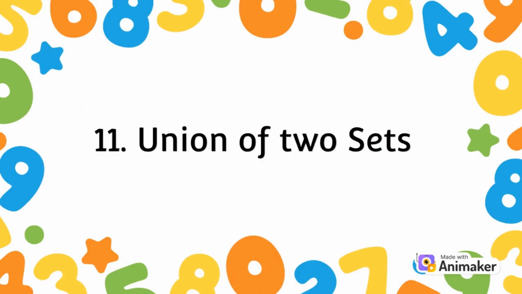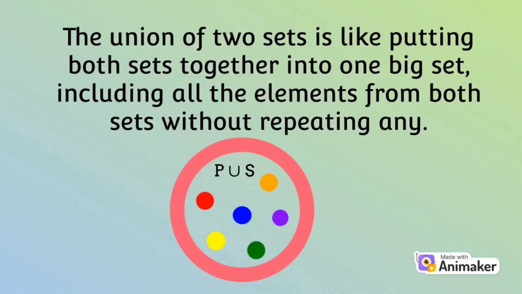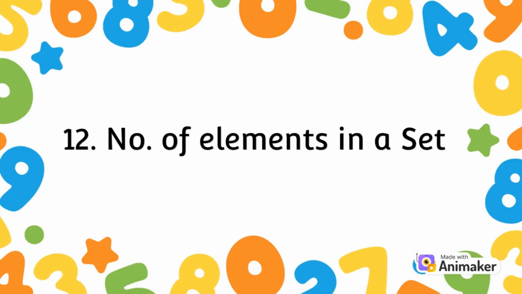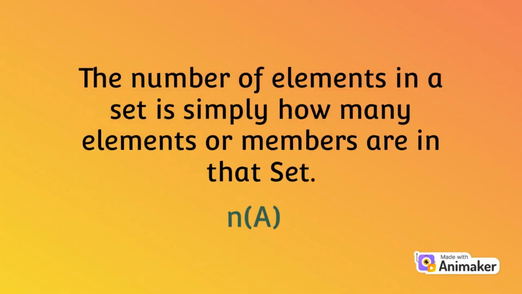Number 11, union of two sets. The union of two sets is like putting both sets together into one big set, including all the elements from both sets without repeating any. Number 12, number of elements in a set. The number of elements in a set is simply how many elements or members are in that set.